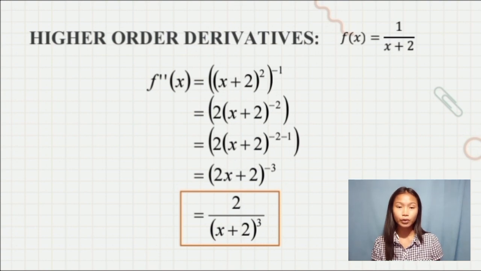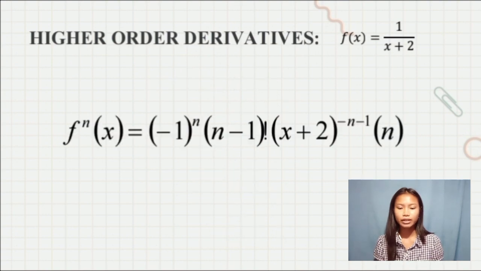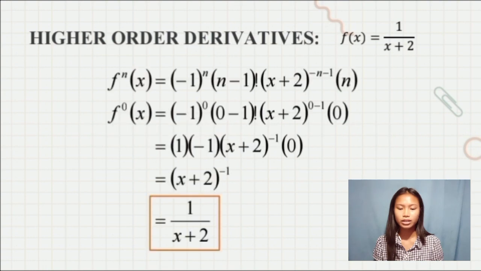Apply the negative exponents to simplify the answer for the second derivative. In order for us to check if our general formula is correct, we can use 0 as our n. Then we can substitute 0 for any n and solve for it.